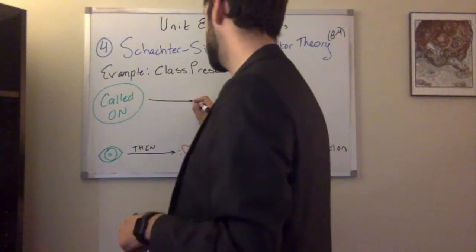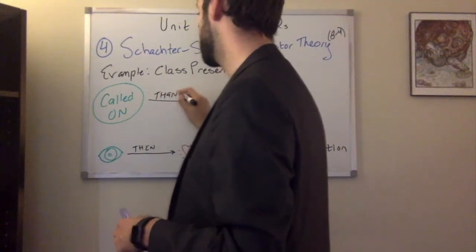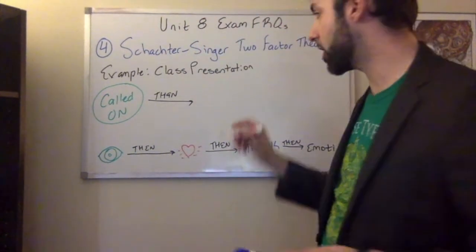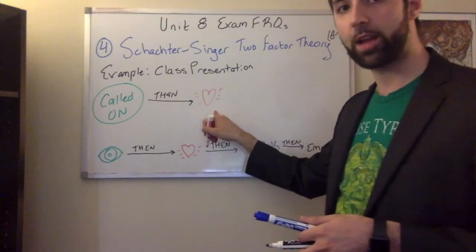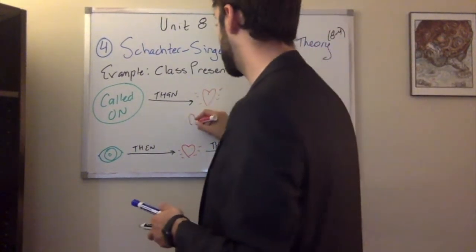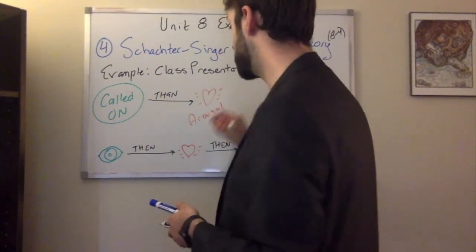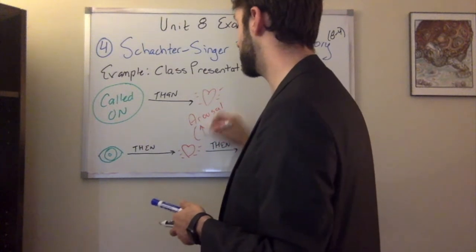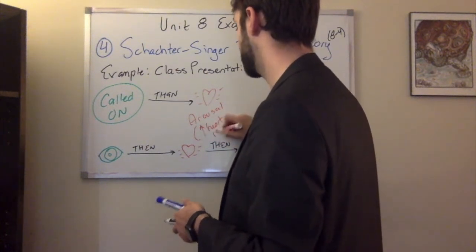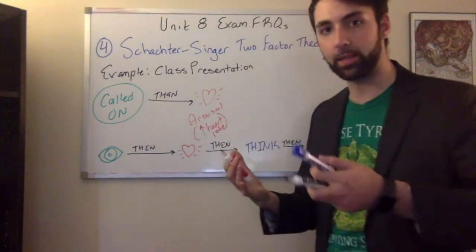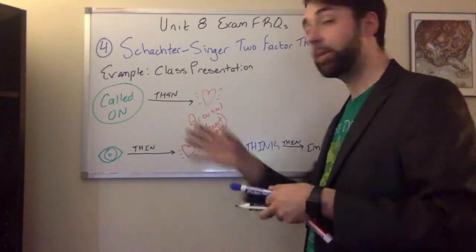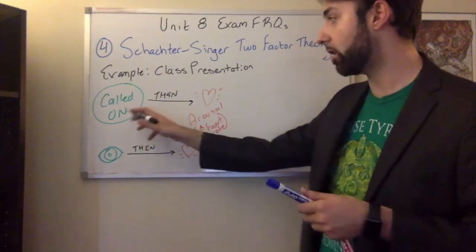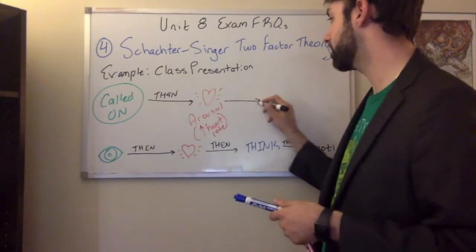Then, as a result of being called on, you begin to experience what we call physiological arousal. I represent that with this red heart, but in an actual FRQ, you should write arousal, and you should give an example, something like an increase in your heart rate. It could also be something like sweating, but in an FRQ, you should describe the type of arousal. Maybe some of you can relate to this so far. You get called on, then your heart starts to beat.